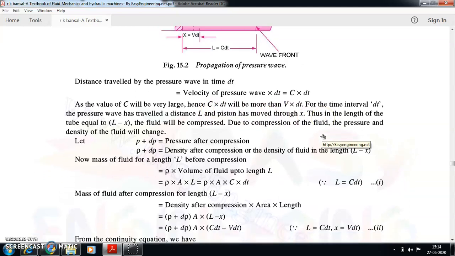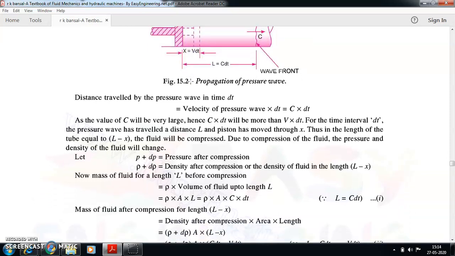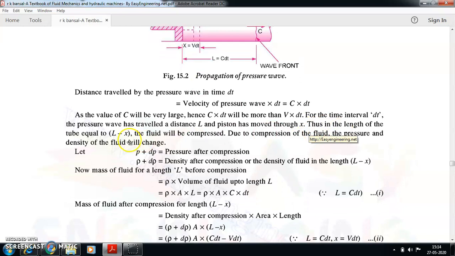For the interval dt, let us take it that the pressure wave has traveled a distance L, and the piston has moved a distance x. We have put it in the figure also. In that small interval of time dt, the pressure wave has come from here, and when you start creating the small interval, it came till here, the pressure wave. The piston has traveled from here till here, that is the small distance x. So the length of the tube which is equivalent to the fluid which is compressed, this much will remain. So L minus x length is going to remain where the fluid is getting compressed.